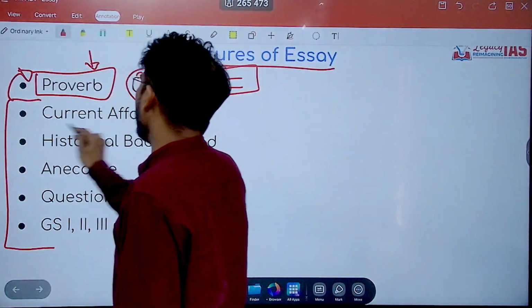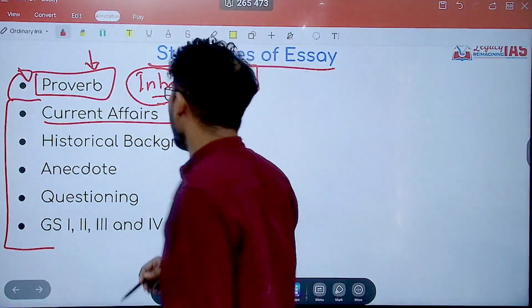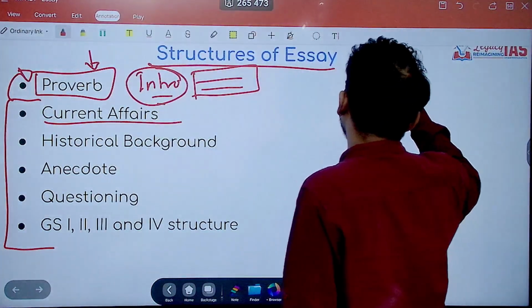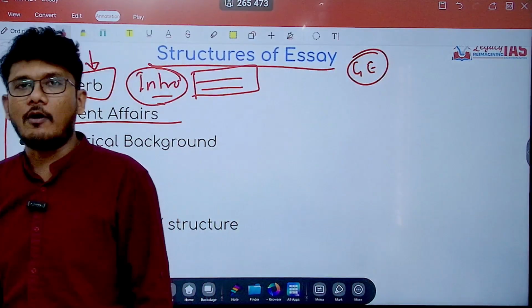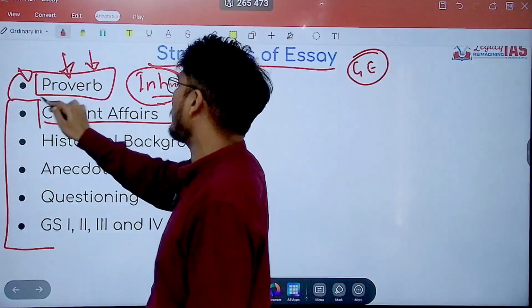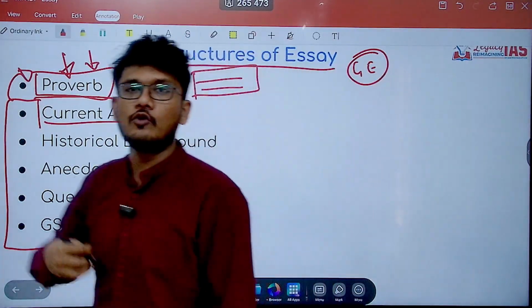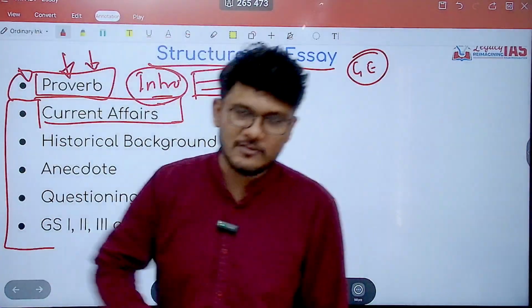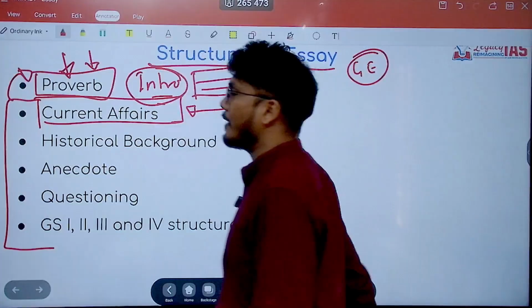So what you can do is relate it to current affairs. How do you do it? Let's say the question is on gender equality. You have written a proverb. After writing a proverb, you can start with the present situation of gender equality. If any report was in the news, what did it say? What is India's present situation? What is the situation of the world? All those things can be written over here.